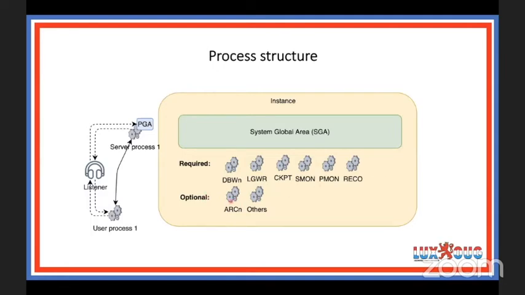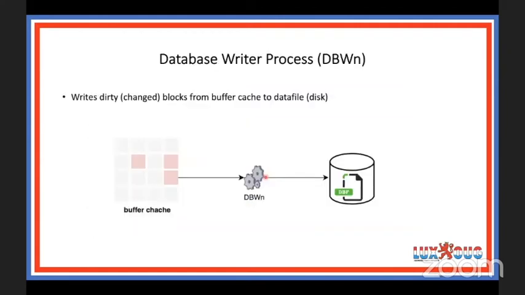Let's look through all these required and optional background processes. Database writer writes dirty, so changed, blocks from the buffer cache to the data file on disk, and also reads from there to the buffer. We have N here because there may be several database writers.